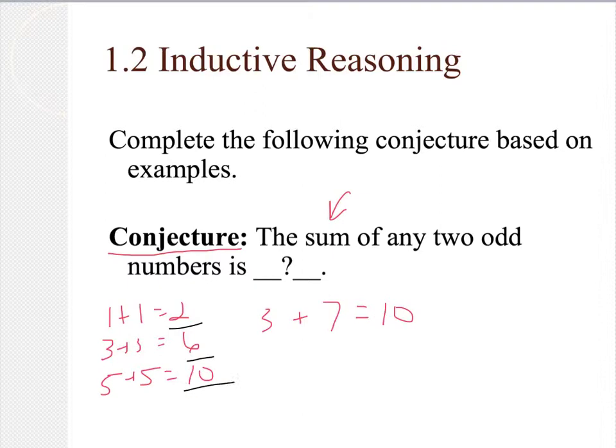I'm looking at the numbers that I am coming up with. It appears that the sum of any 2 odd numbers, when adding those 2 together, my answer is always going to be even. Try to come up with some other examples. 9 plus 3 is 12. There's another even. 11 plus 33 equals 44. Another even. So it appears that the conjecture should be the sum of any 2 odd numbers is even.